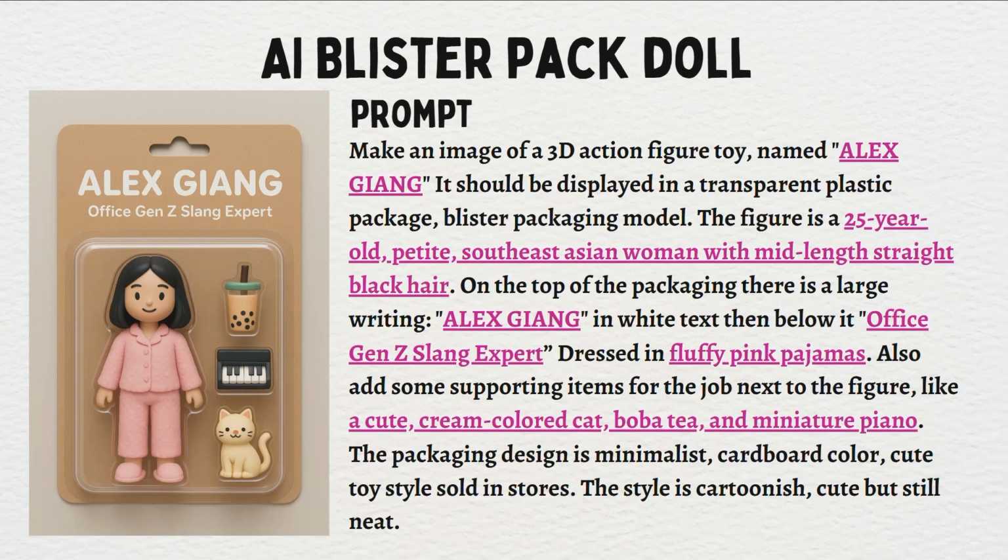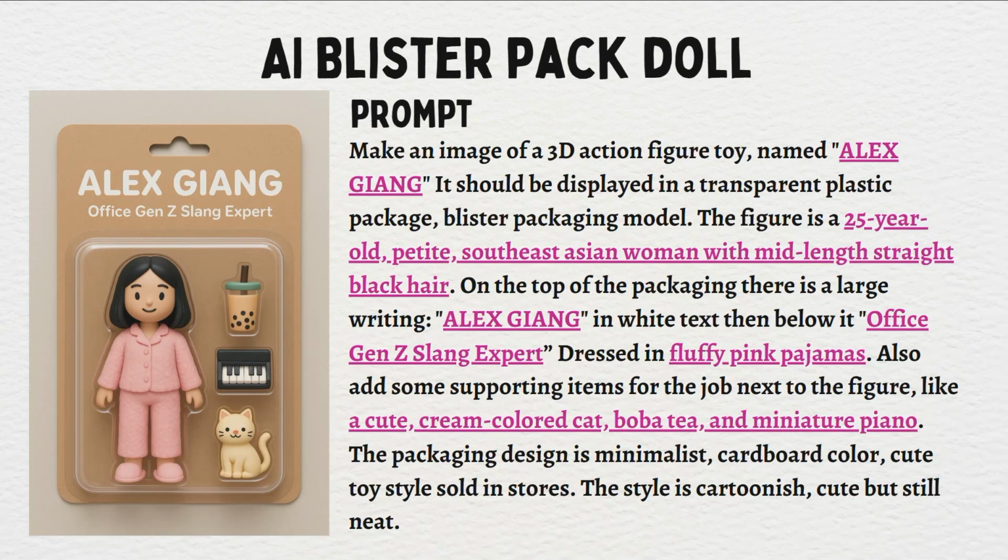The figure is a 25-year-old petite Southeast Asian woman with mid-length straight black hair. On top of the packaging, there is large writing, Alex Giang in white text, then below it, Office Gen Z slang expert. Dressed in fluffy pink pajamas. Also, add some supporting items for the job next to the figure, like a cute cream-colored cat, boba tea, and a miniature piano. The packaging design is minimalistic, cardboard color, cute toy style sold in stores, and the style is cartoonish, cute, but still neat.